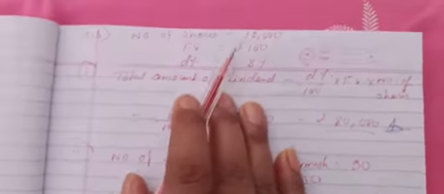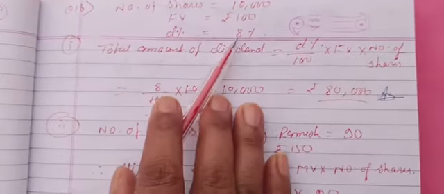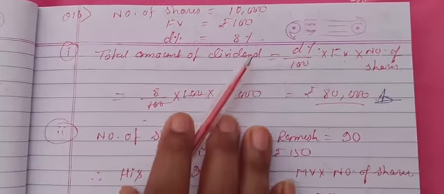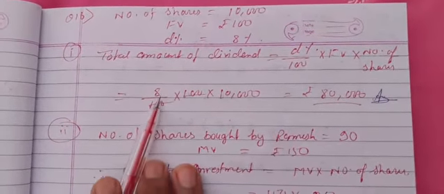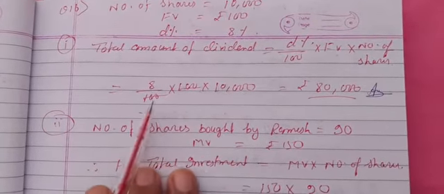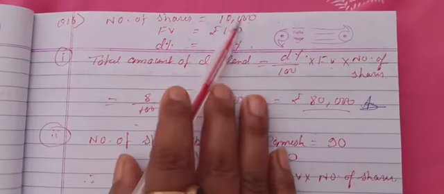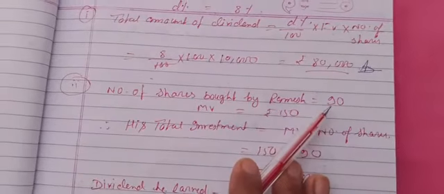Number of shares is equal to 10,000. Face value is rupees 100, dividend percent is 8%. So what is the total amount of dividend for 10,000 shares? We just write the formula and put in the values. Dividend percent was 8, face value was 100 and number of shares was 10,000. So the 100 cancels, and so this is 80,000. This dividend is for 10,000 shares. Now we are talking about, what was the name of the person? Ramesh. Ramesh bought 90 shares. So we will talk about 90 shares.